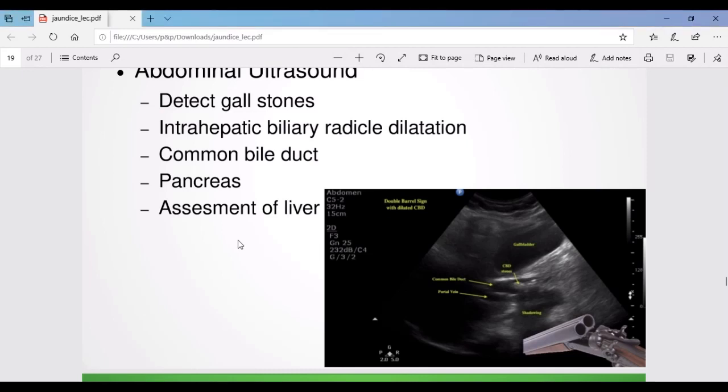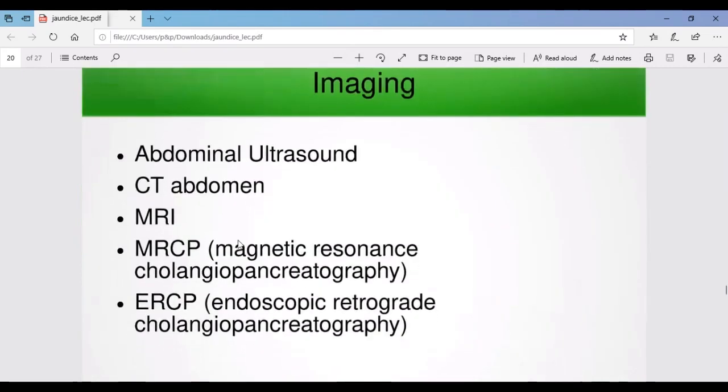Next step in imaging is CT abdomen. And we use CT abdomen whenever we want to visualize things that cannot be visualized by abdominal ultrasound. The pancreas, being a posterior structure, usually masked by gases, and in obese patients, cannot be seen by ultrasound clearly, and we can resort to CT abdomen to examine the pancreas, or magnetic resonance imaging to examine the pancreas.